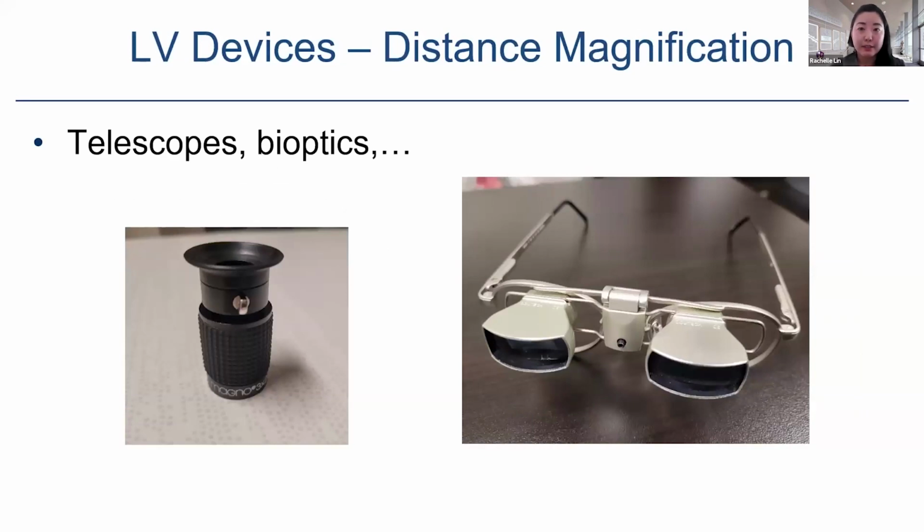Traditional distance magnification devices include our handheld monocular telescopes, binoculars, as well as bioptic telescopes. So on the right side, we have an example of a bioptic telescope where the patient is able to look through the carrier lens when they're driving, for example. And then when they do need to spot read something that's a little bit smaller, they can tip their head to look through the magnification portion of the telescope.